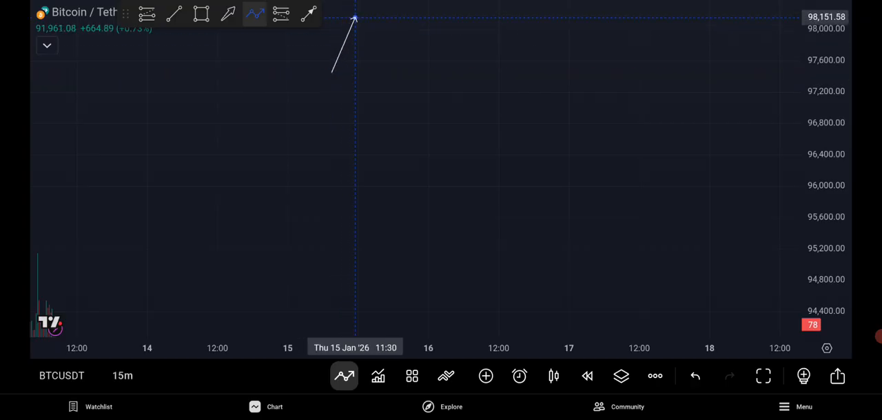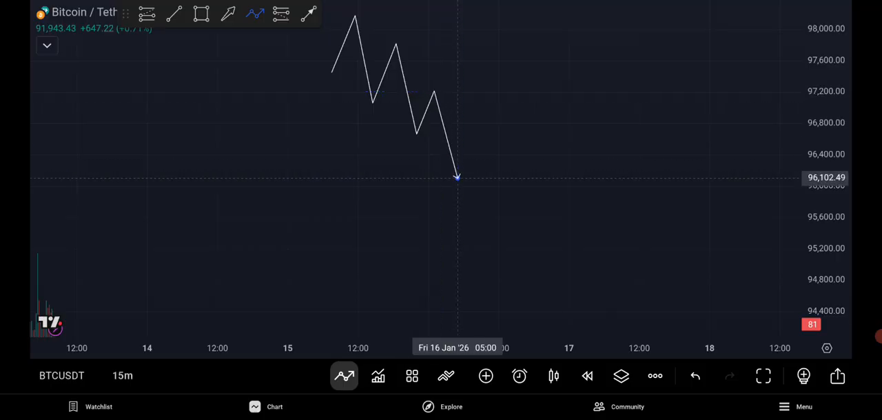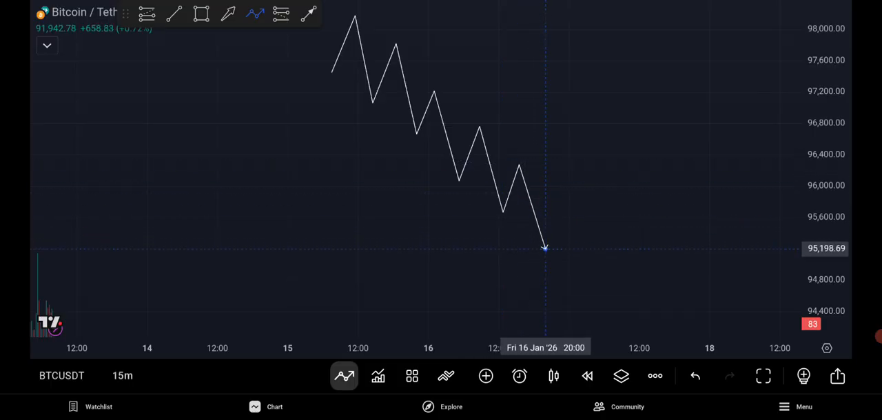I'll start with drawing a structure. So ideally, as you can see, these are breaks of structure heading towards the downside. We can consider this a downtrend because price is breaking previous lows, and the previous highs are being protected. So these are a downtrend, until price comes and closes above this high.